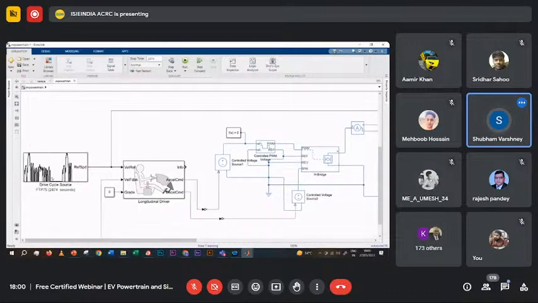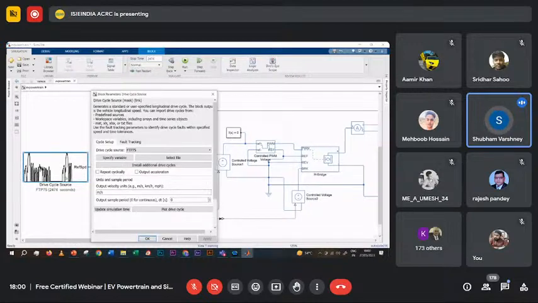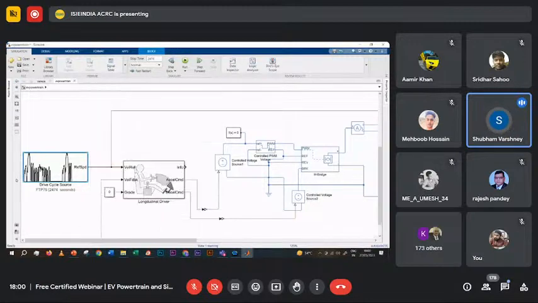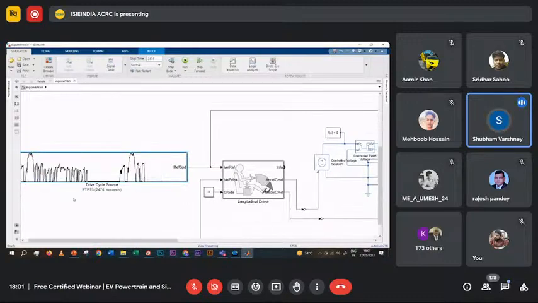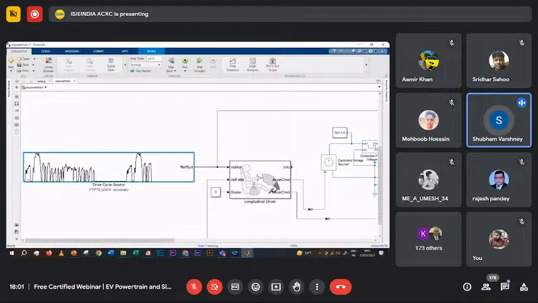This is the drive cycle. In the drive cycle, this is the pattern. You can see the FTP, which runs for about 2474 seconds, and we can see the speed variations. Suddenly we are increasing, and suddenly the vehicle is at idle condition, so there is variation in the vehicle speed.